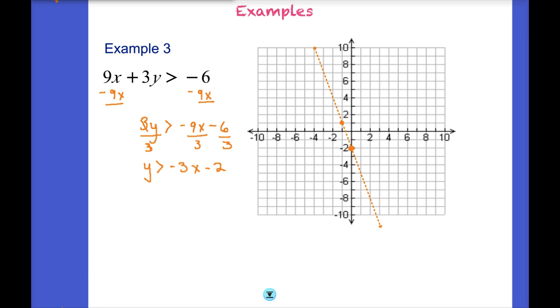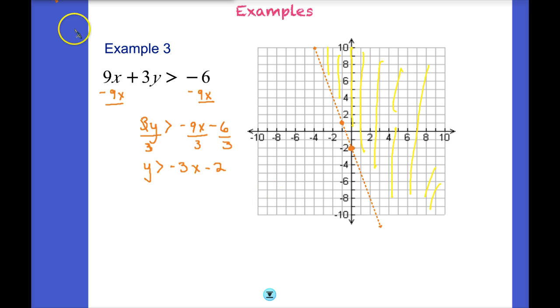Okay, my final step then is to shade. So looking at my orange equation, I want to shade all the y's that are greater than my line. And the y's that are greater are going to be up above here. So right up here. Okay, so any point up here will be a solution to my inequality.